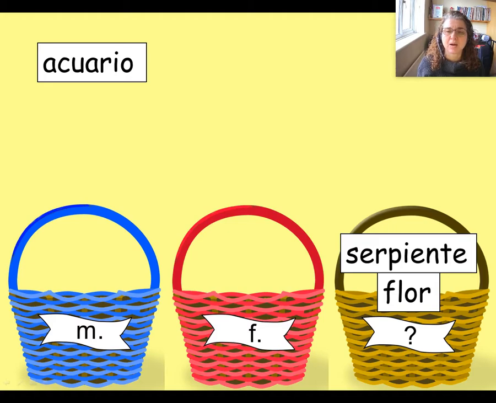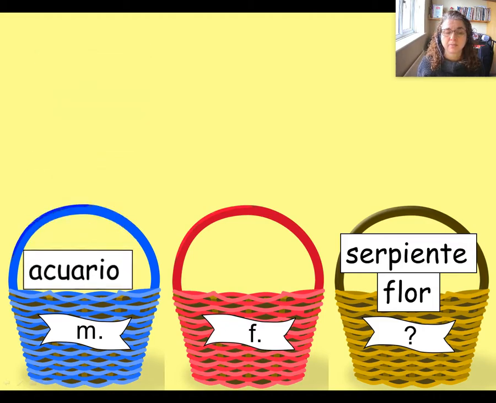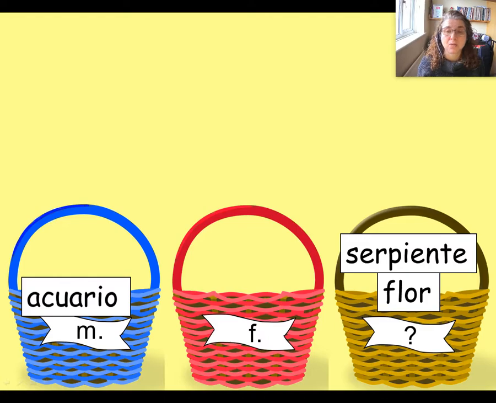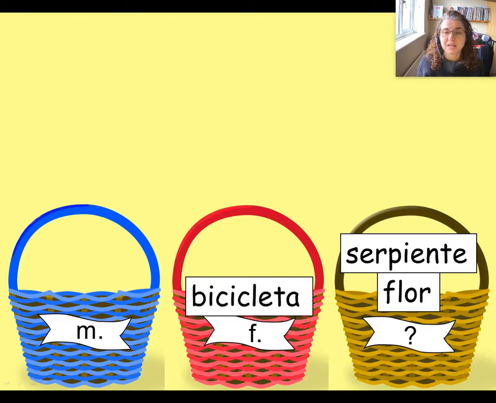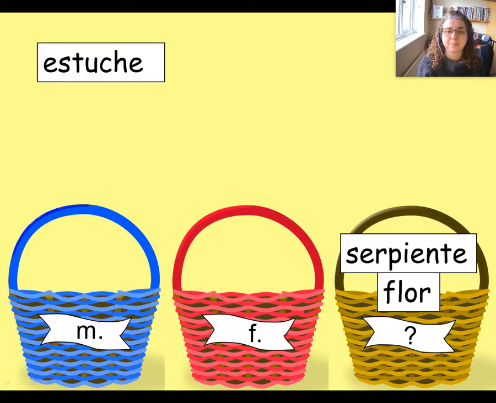How about this one? Acuario. Acuario. Masculine, feminine, or don't know? Right, it's masculine, ends in an o. And how about this one? Bicicleta. Masculine, feminine, or don't know? It's feminine, isn't it? Because it ends in a.